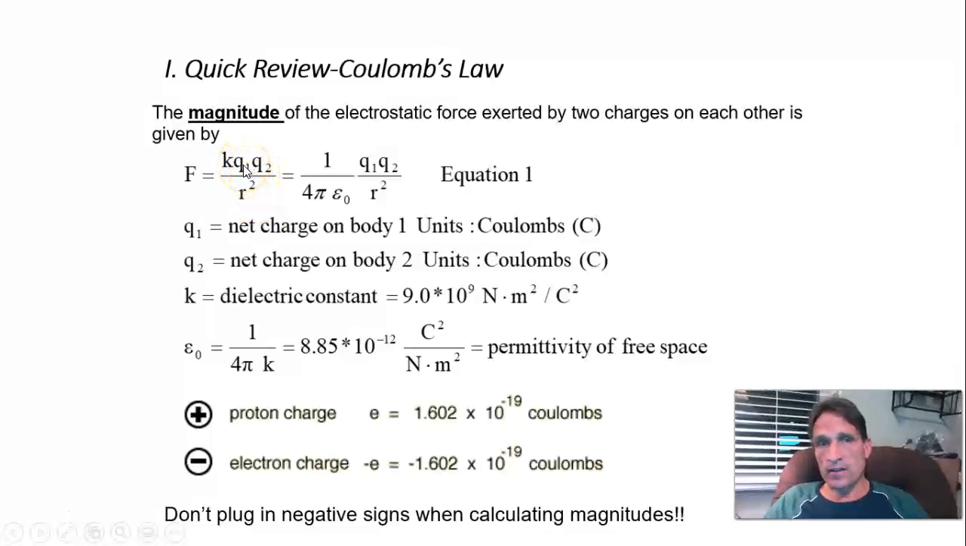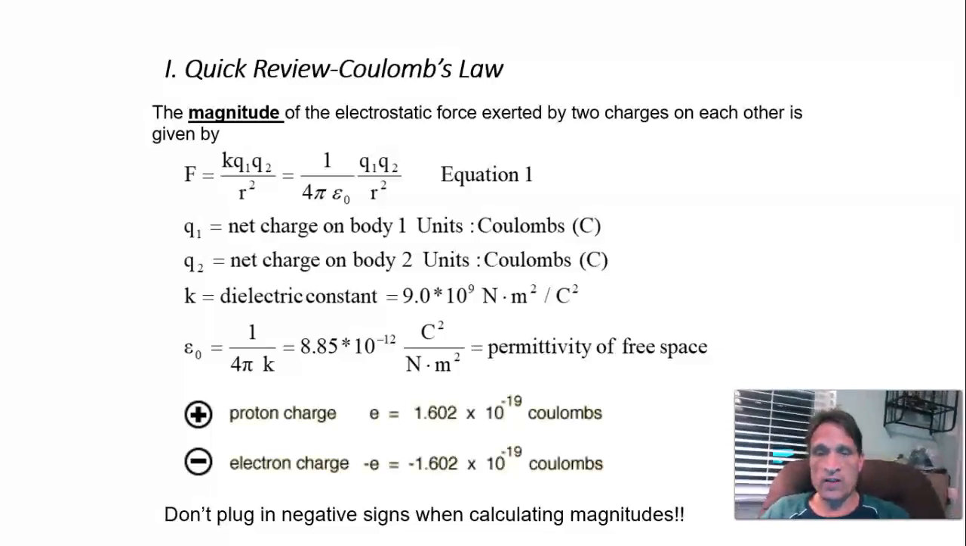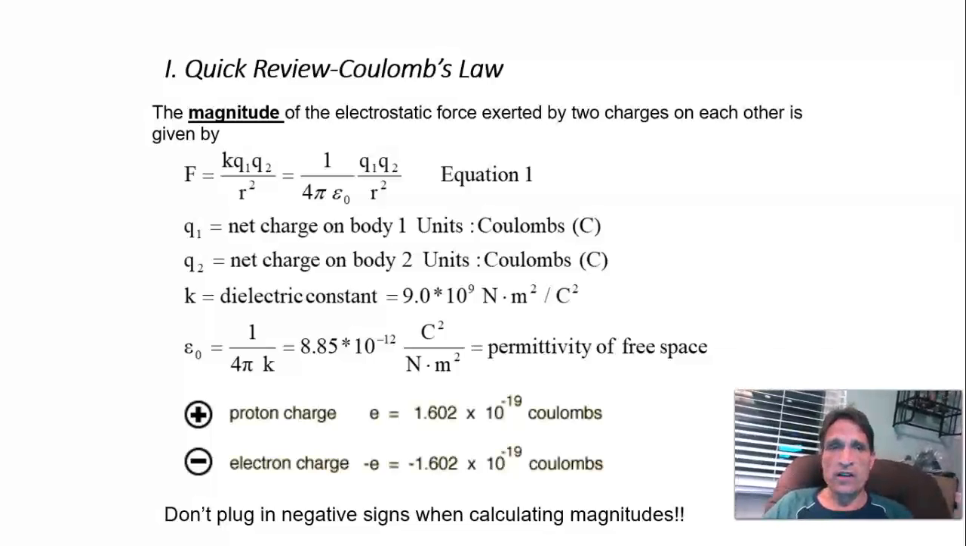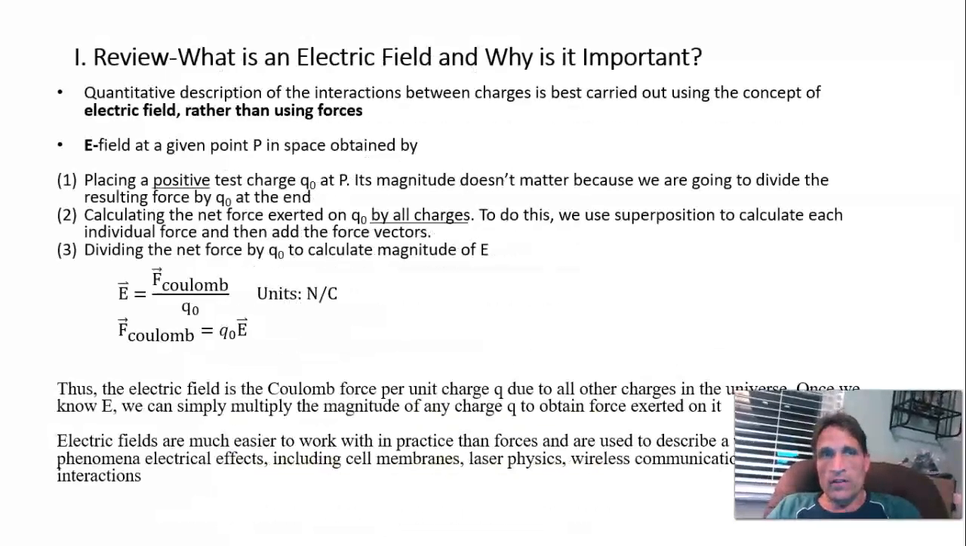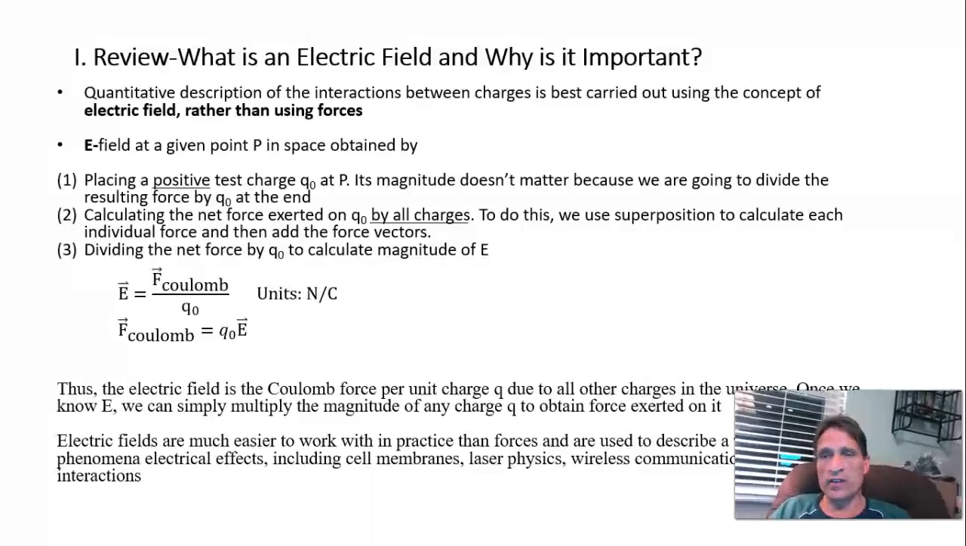So these are the magnitudes of the charges, and then the direction of the force is along the line joining the charges, and it's either repulsive if they're the same sign, or attractive if they're opposite signs. So that was Coulomb's law. Then we got into a little bit of the electric field. In practical situations, it's a lot easier to work with electric fields when describing interactions between charges than it is to deal with forces.